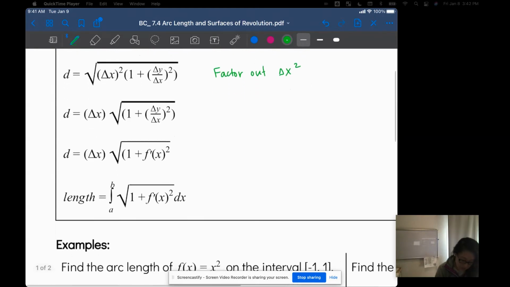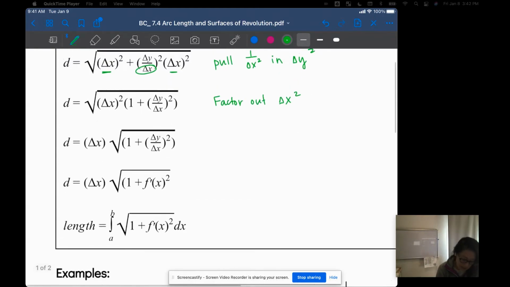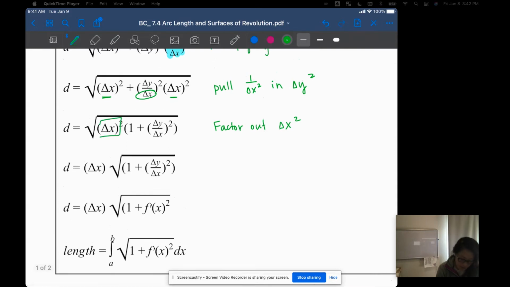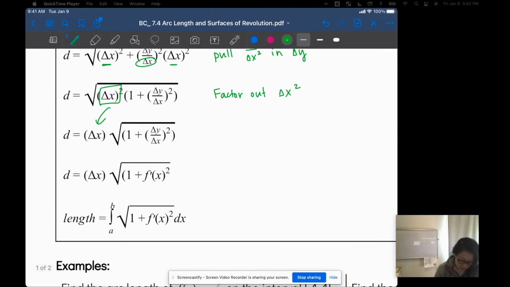Because I factored out the change in x squared, I can actually take the square root of that. So that gives me the change in x times the square root of 1 plus the change in y over the change in x squared. I just did the square root of the change of x squared is equal to the change of x. Then I'm going to take the change in y over the change in x, squared, and remember the change in y over the change in x? That is the slope, or f prime of x.